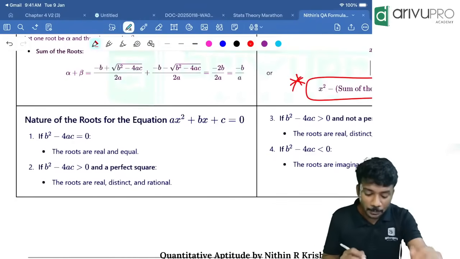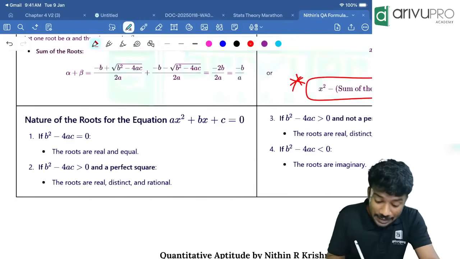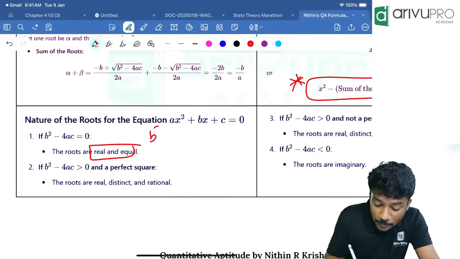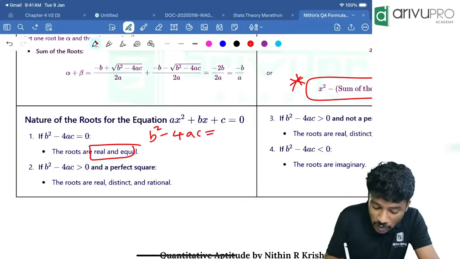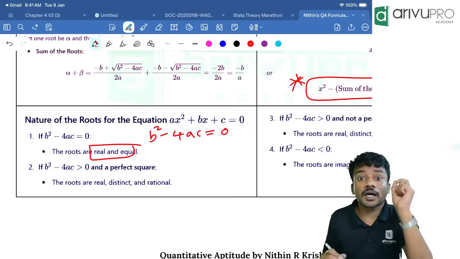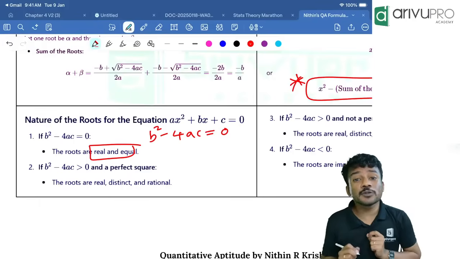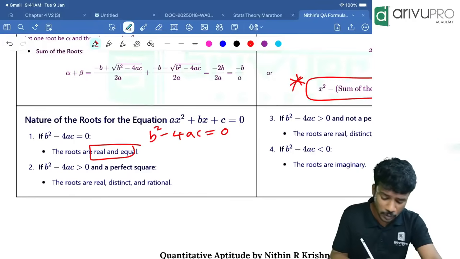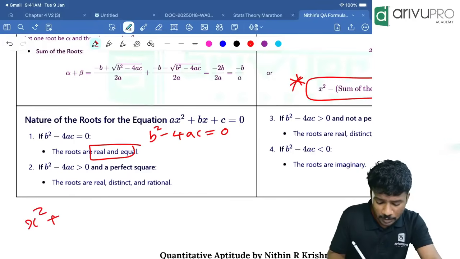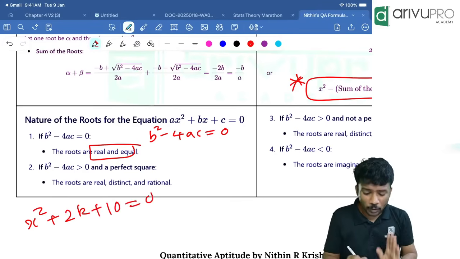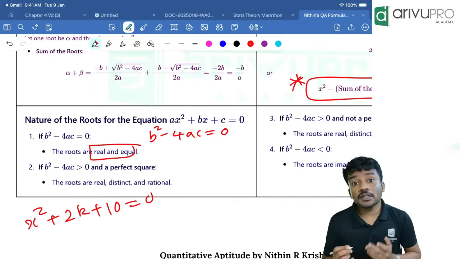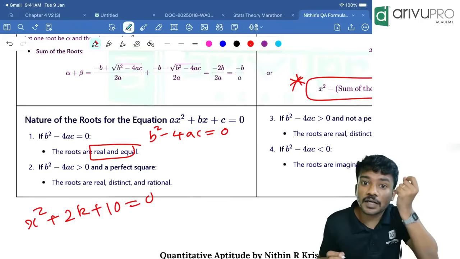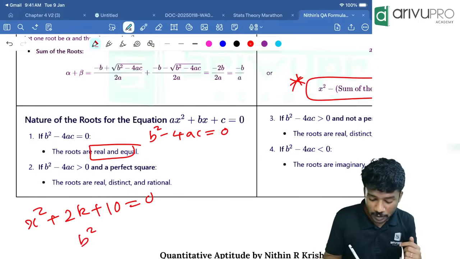Then coming to this, people, when are the roots real and equal? Whenever b square minus 4ac is equal to 0, then the roots are real and equal. When are we using this? Sometimes they will give the equation like this, x square plus 2kx plus 10 is equal to 0. Randomly I am giving. Then they will ask you, find the value of k if the roots are real and equal. We will take what? b square minus 4ac equal to 0.